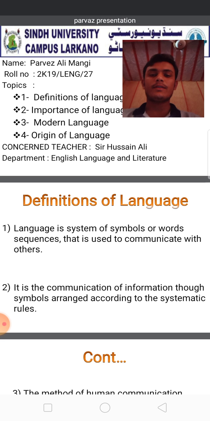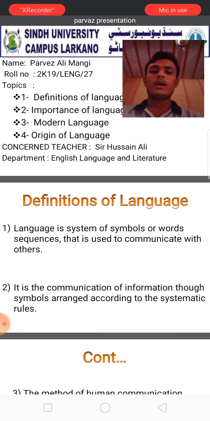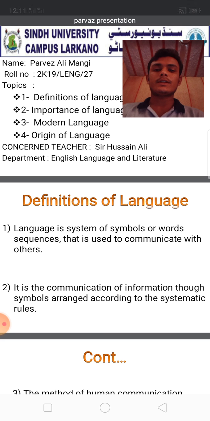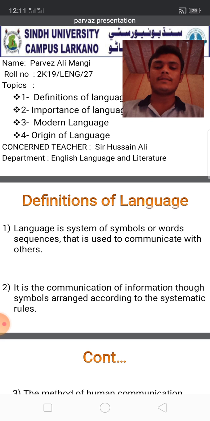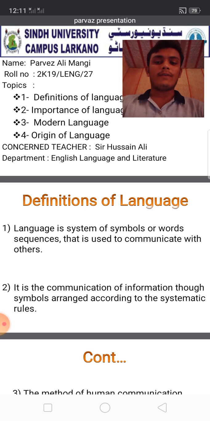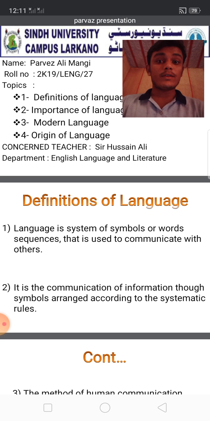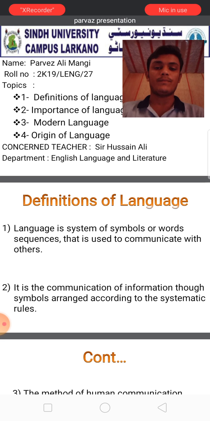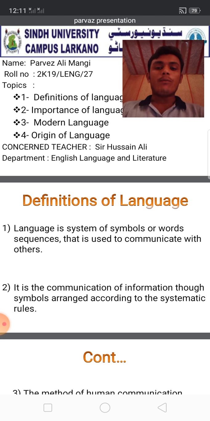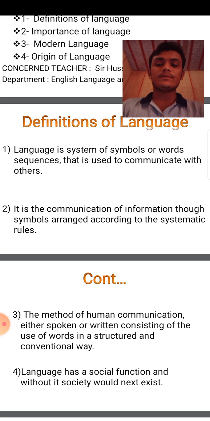Number 1 topic is definitions of language. Number 2 topic, importance of language. Number 3 topic is modern language. Number 4 topic is origin of language. There are 4 topics of history of language from the syllabus I have chosen. I have made slides.